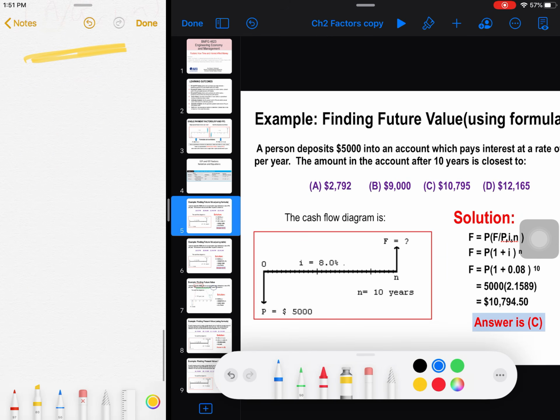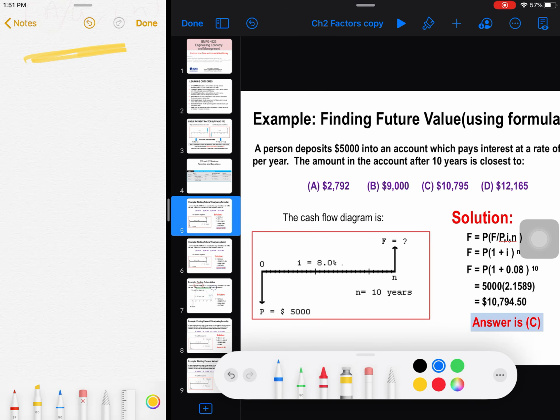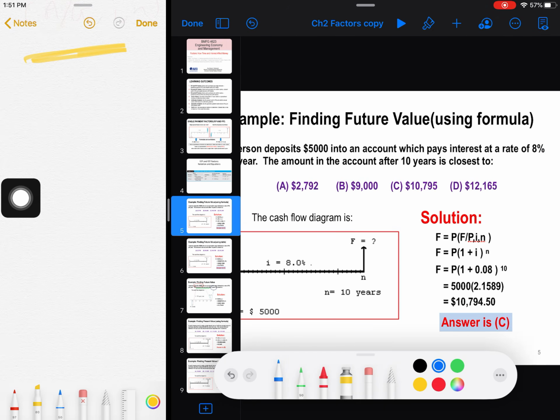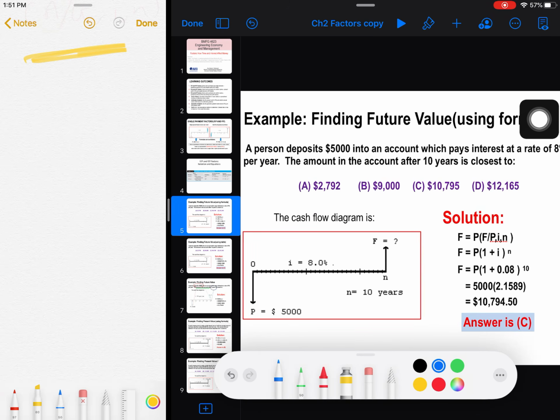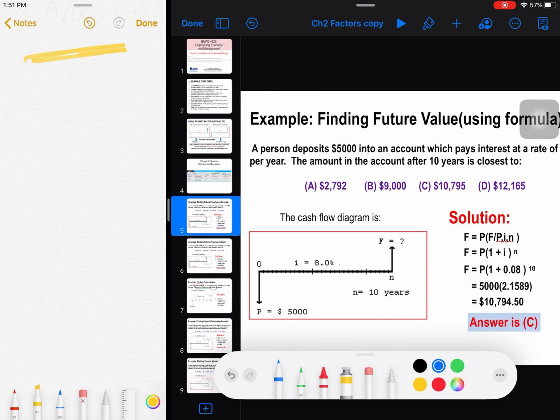Why not some exercises? The exercise tells you that a person deposits $5,000 into an account which pays interest at a rate of 8%. The amount in the account after 10 years is closest to what? It gives you a number of options, so you need to calculate. Given here, we need to find the amount after 10 years. So you want to know the future value, not the present value, because the keyword here is after.